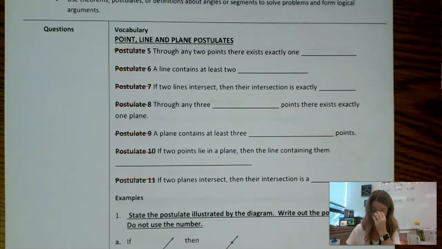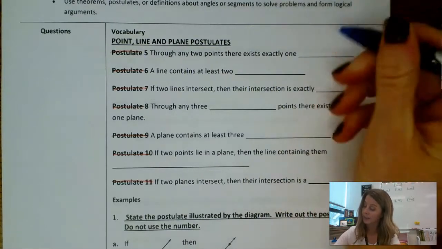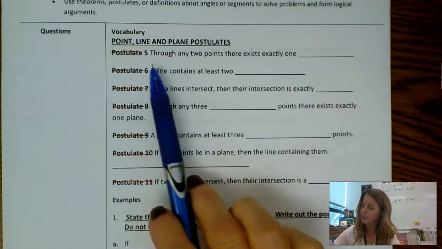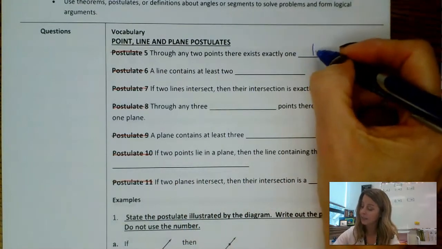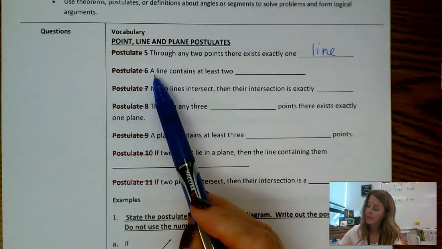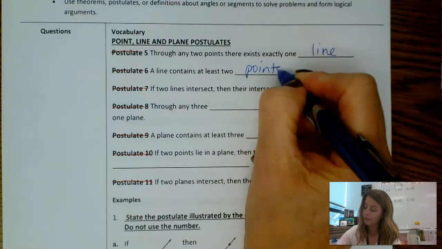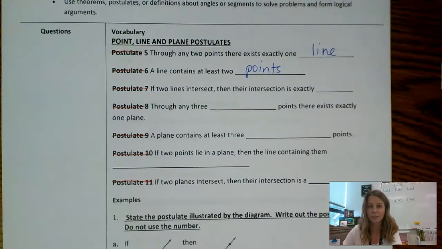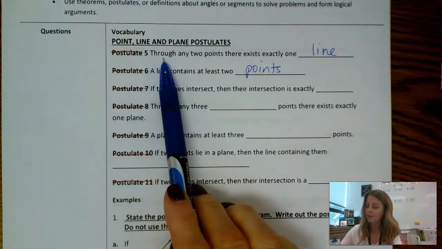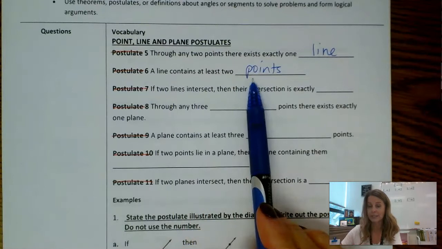Okay, so these are going to sound familiar to you. We've already studied these with points, lines, and planes. Through any 2 points, there exists exactly one line. We actually wrote that down within our first section on points, lines, and planes. A line contains at least 2 points. I feel like the second postulate is like the opposite of the first. The first postulate says, if you have the points to start with, there exists a line. If you have the line to start with, it contains at least 2 points.